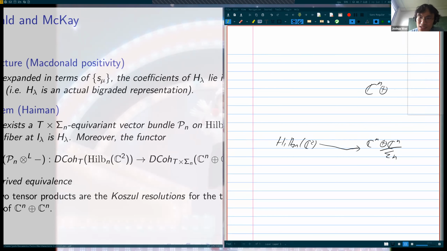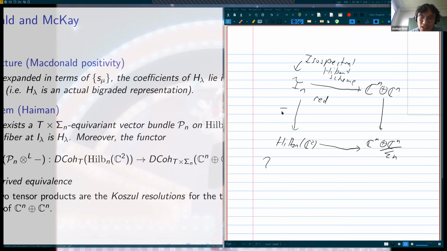You also just have the quotient map. And then I think the BKR result is that you could take this reduced pullback here, the fiber product. This is called the isospectral Hilbert scheme. I'm going to call this, well, there's no other pi, so I might as well call it pi here. And then Pn is the push forward of O pi n.